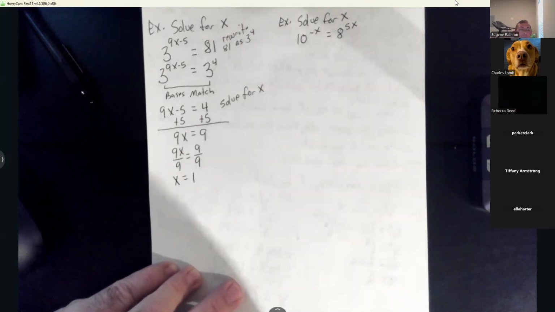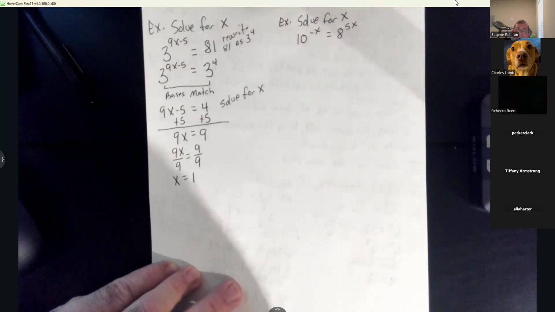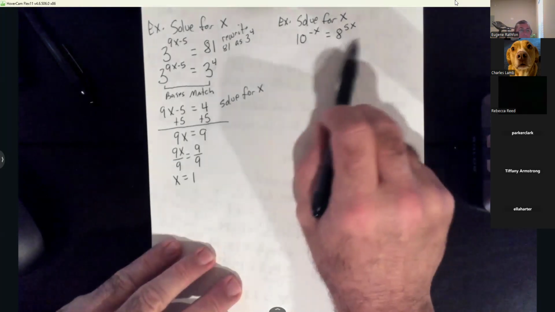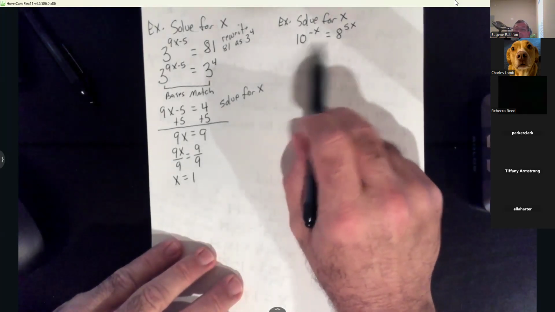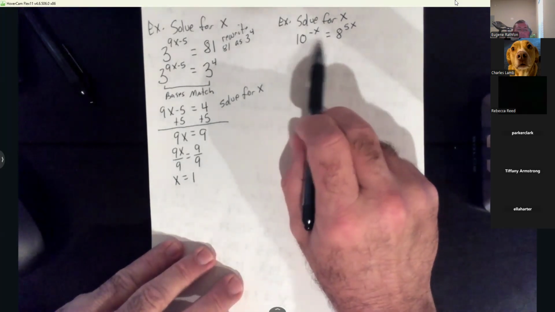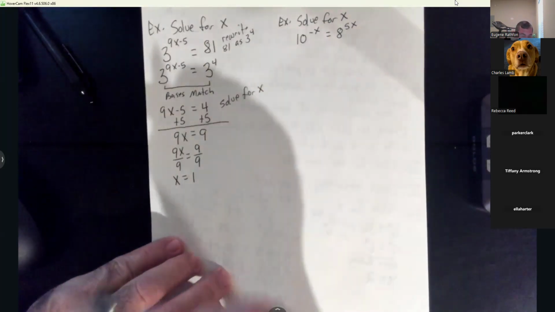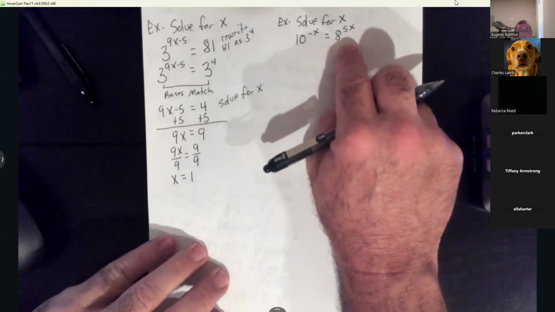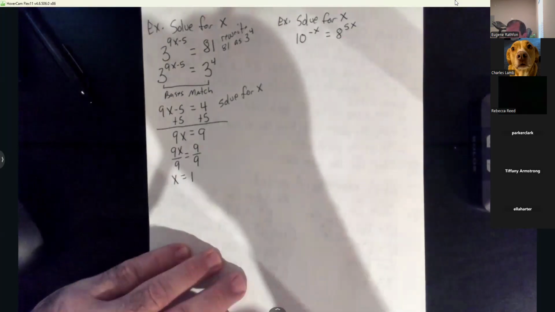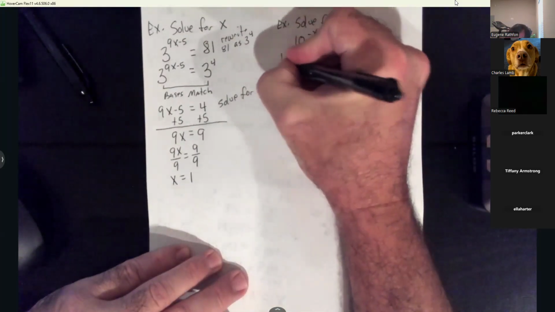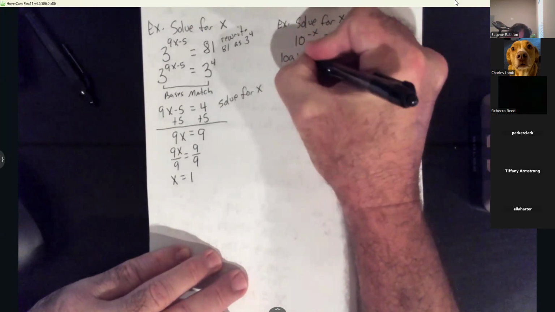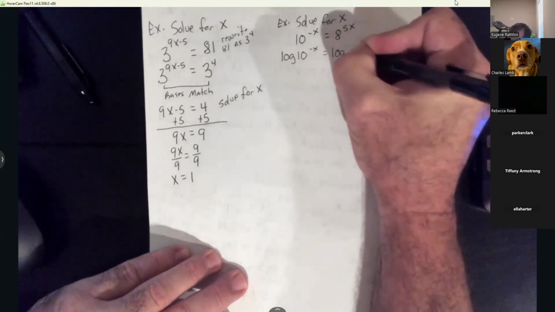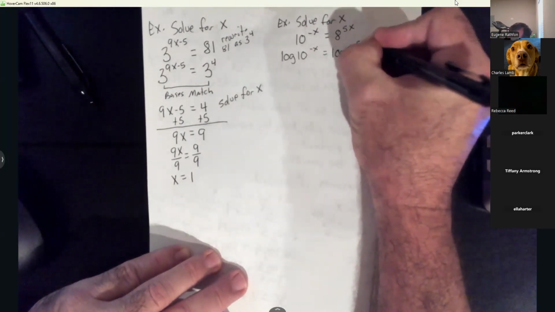So let's solve it and we will see what that exponent is, okay? Now, y'all, the first thing I'm saying on this one, I'm not going to try to rewrite these using the same bases. 8 and 10, there's no way to do that, okay? So I cannot rewrite these using the same base. I'm going to take a log of both sides. So I got log of 10 to the negative x equals log of 8 to the 5x.